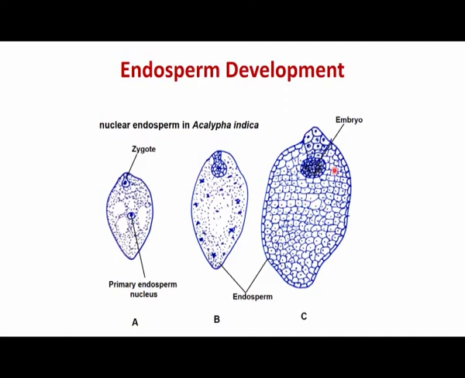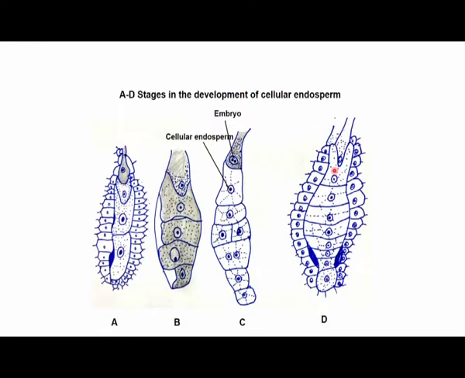Now, the second class is known as the cellular endosperm, the cellular type of endosperm development. In the cellular type of endosperm, the first nuclear division of the primary endosperm nucleus is followed by the formation of either a longitudinal or a transverse cell wall in the central cell. So, in this case, as soon as the division happens, it forms the cell wall. Subsequent nuclear division and wall formation result in the cellular type of endosperm.